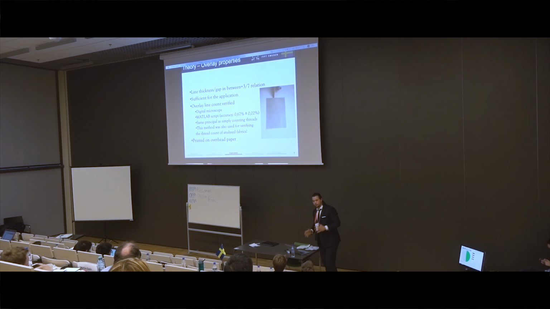Now, this problem stated that we should make some overlay. And here we have a picture of the overlay which was made. And what's important about this overlay is that we decided to have a 6 to 7 relationship between what was black and what was transparent. And this was because it was sufficient for the application.